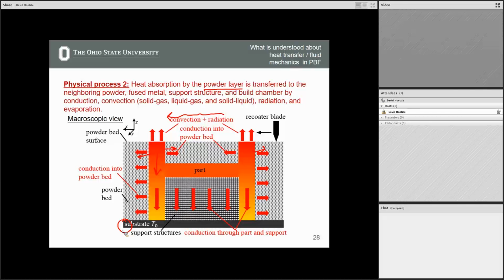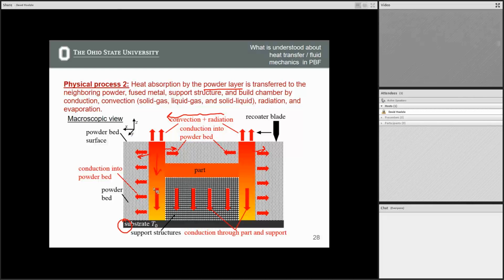If this didn't exist, if we had some sort of thermal insulator for this build substrate, the part would get incredibly hot and you couldn't build anything anymore. It would basically just stay near molten for a long period of time, and you wouldn't be able to create anything. It's like this kind of massive molten metal. Right? So the primary heat transfer mechanism is going to be conduction through the part downward to the substrate.